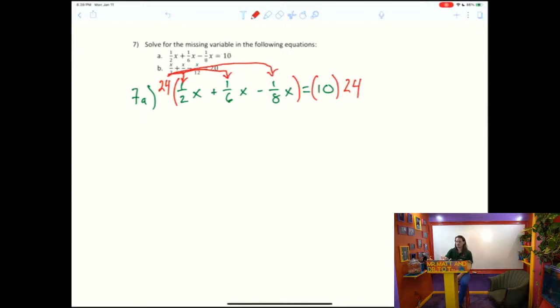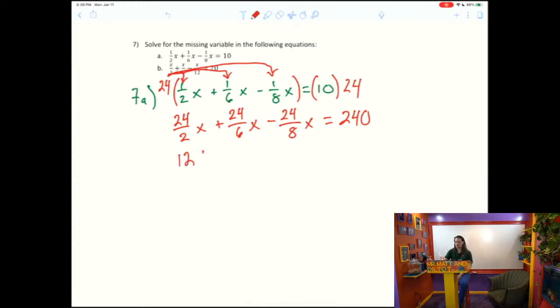So this is going to turn into 24x over 2 plus 24x over 6 minus 24x over 8 is equal to 240. But notice all of these will actually simplify into integers. 24 divided by 2 is 12, so that's going to be 12x. 24 divided by 6 is 4, so that'll turn into 4x. 24 divided by 8 is 3, so that'll turn into 3x.